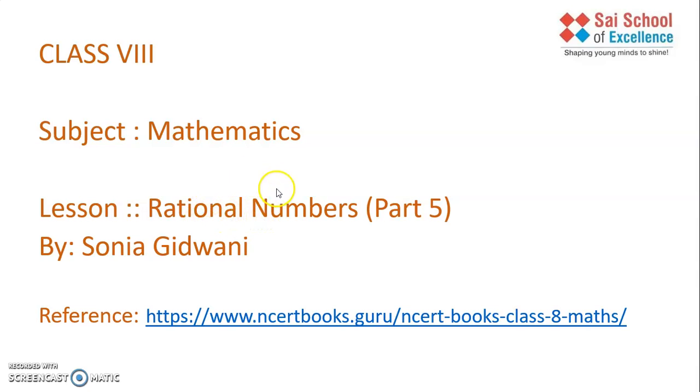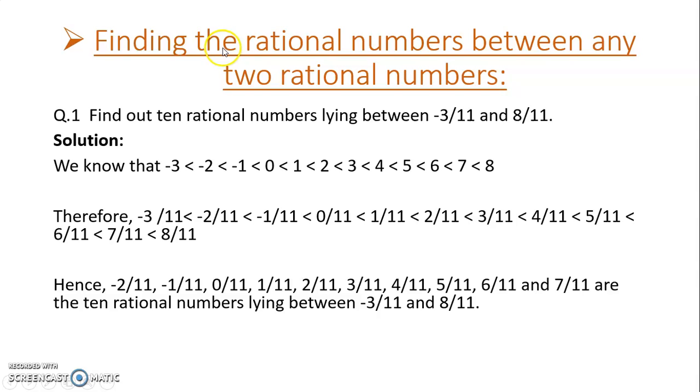We have studied about various mathematical operations on the rational numbers, all the properties of the rational numbers, and in the last video we have seen how to plot these rational numbers on the number line. In this video we are going to study about how to find out other rational numbers between the given rational numbers. Let's see how to find out the rational numbers between any two rational numbers.